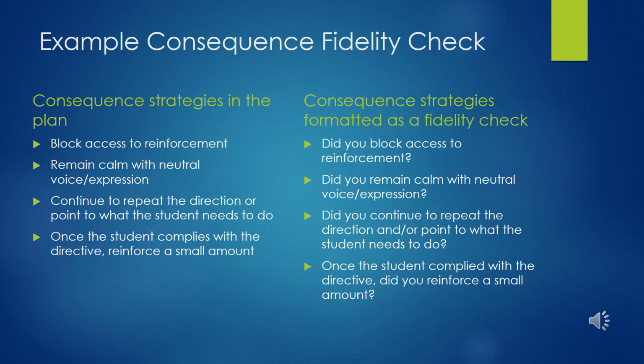So the consequence strategy is formatted as a fidelity check. Did you block access to reinforcement? Did you remain calm with neutral voice expression? Did you continue to repeat the direction and or point to what the student needs to do?